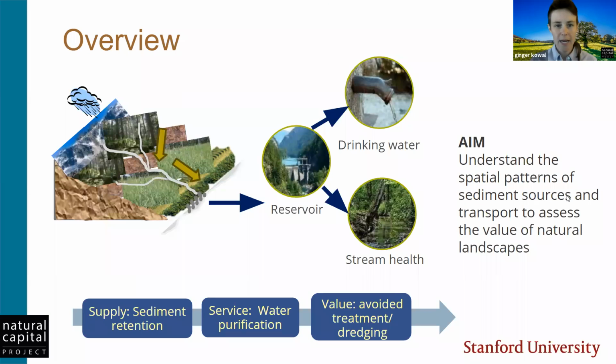So in the supply service value framework that we use at NatCap, this model, SDR, helps to capture the biophysical supply of sediment retention performed by natural landscapes. And then when that water from which sediment has been retained is used by people, that leads to the service of water purification. And then there are various ways of putting a value on that water purification service. In the first workshop, we talked about the case study where a detailed economic analysis put a dollar value, a monetary value, on the value of avoided sediment in the stream. Overall, this model helps us to understand spatial patterns of sediment sources on the landscape and transport into the stream to assess the service provided by the landscape in keeping the sediment out of the stream.